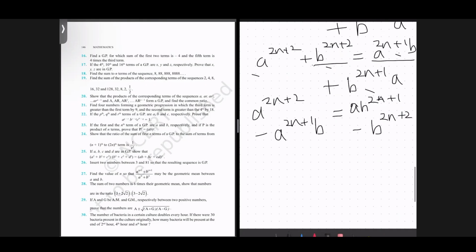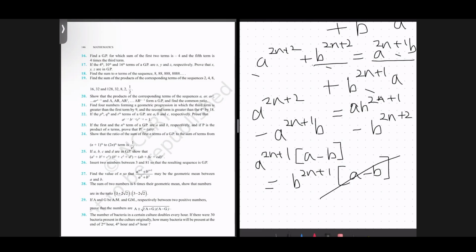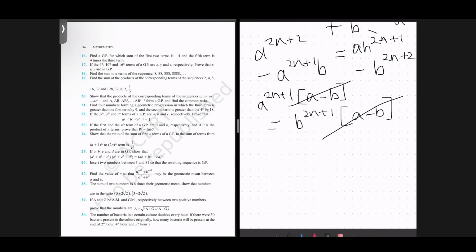On the LHS, you can take a raised to the power 2n plus 1 common. When you do that, you get a raised to the power 2n plus 1, and what is left is a minus b. And on the RHS, you can take b raised to the power 2n plus 1 common, and what you're left with is a minus b. Subsequently, you can cancel a minus b off from LHS and RHS and take b raised to the power 2n plus 1 in the denominator, right? So you get a raised to the power 2n plus 1 upon b raised to the power 2n plus 1 equal to 1.